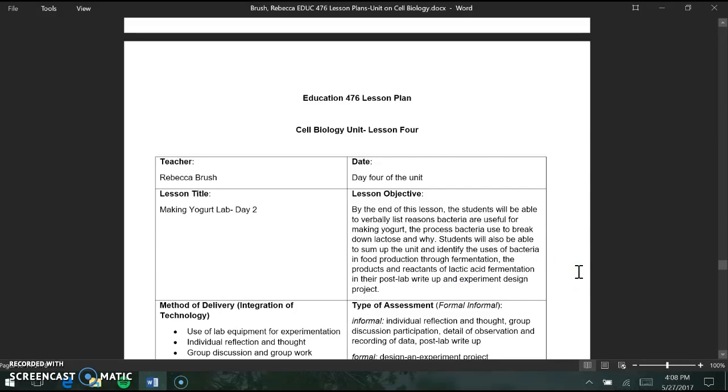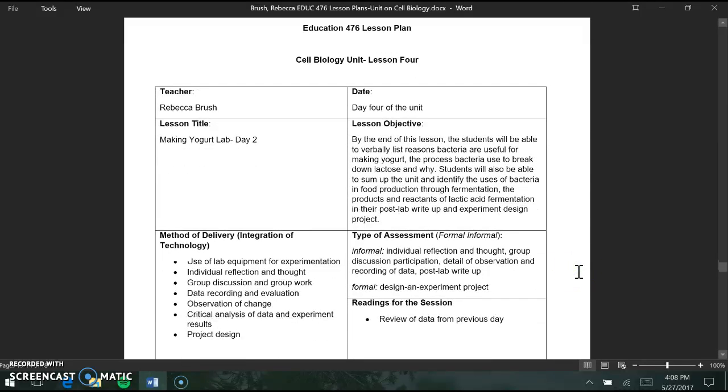So basically we did the usual stuff. You have to be able to identify why we did the lab. So they did that through reflection, thought, group discussion, then the detail and observation and recording of the data, and then their post-lab write-up. They did all that, and that's how we were able to make sure that they actually understood. The formal thing, though, was a design an experiment project.